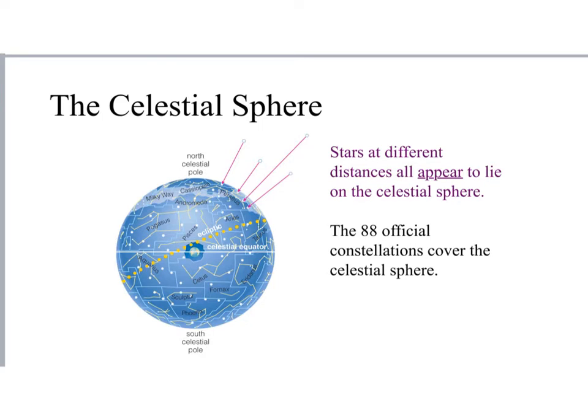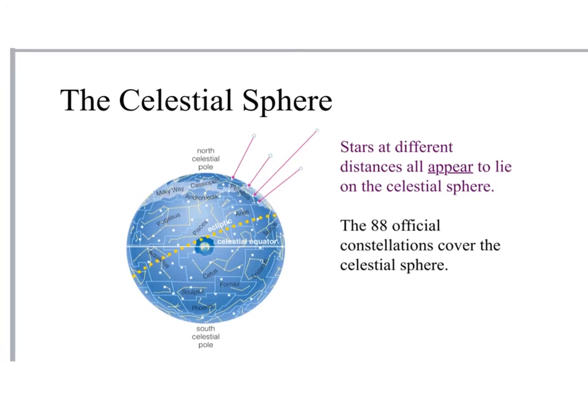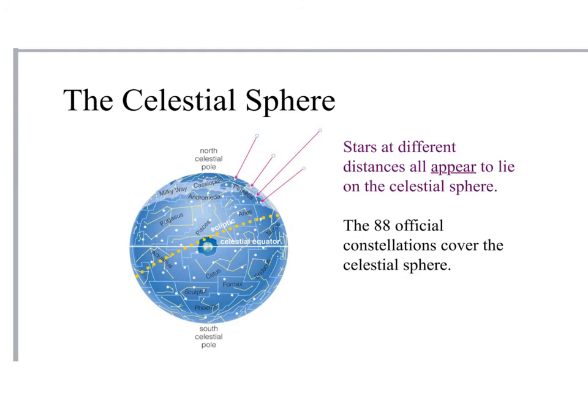And it's because of that illusion that we define this celestial sphere, which is actually just an idea, right? It's not a real sphere. It's just a place. It is an apparent spherical shape, okay?